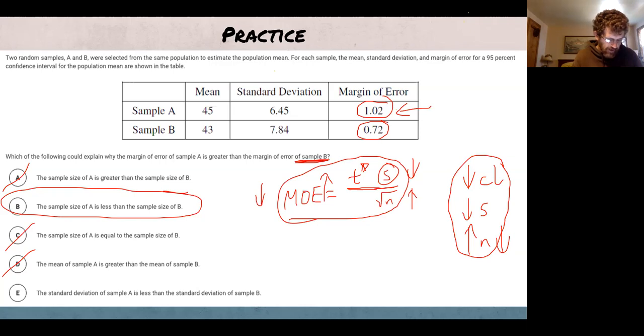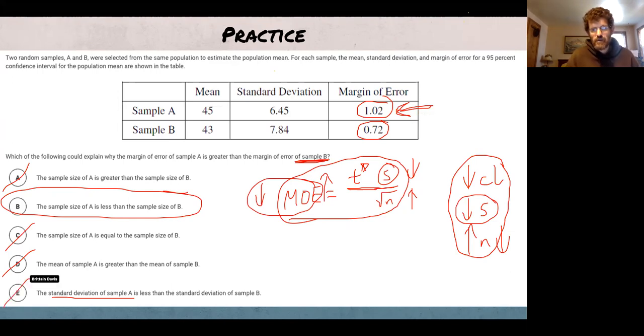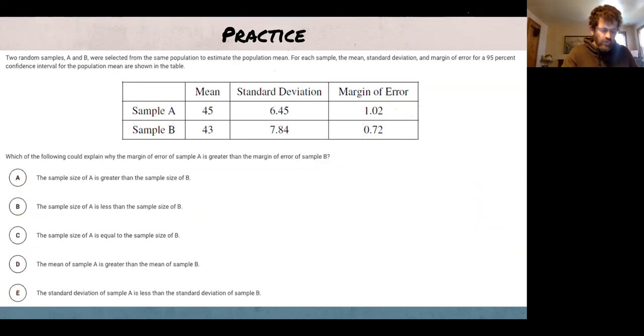Let's see. If A has a smaller standard deviation, then it should have a smaller margin of error because they're directly related. As this one goes down, this one goes down. So if A had a smaller one, it should have a smaller margin of error, but it has a bigger one. So that one seems to be opposite of what's happening. Okay. So the only good choice here is B. I know that's a lot to wrap your head around, but hopefully you can work through the logic of that.